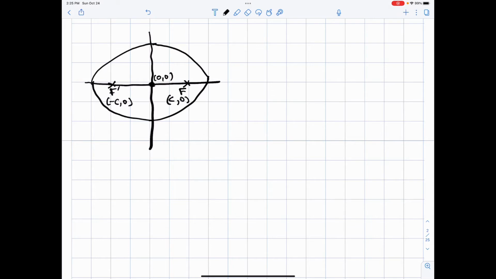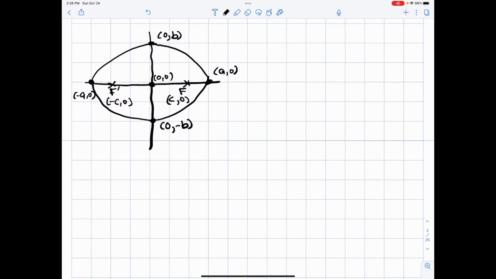And then we use a lowercase a when we're talking about the length for the major axis. So the vertex on the right is going to be at A, 0. Vertex on the left is going to be at negative A, 0. And when we talk about the lengths for the minor axis, we use a lowercase b. So the point at the top end of the minor axis would be 0, b. The point at the lower end of the minor axis would be 0, negative b.